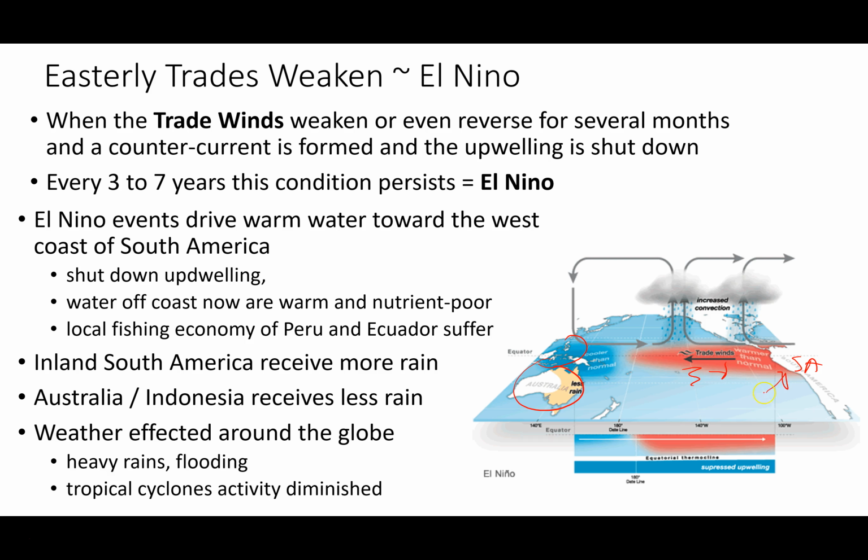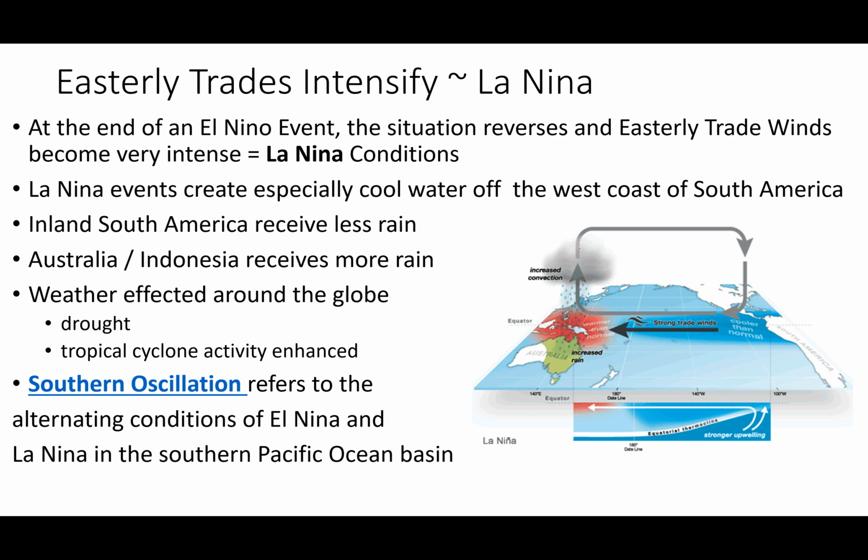And so we talked about upwelling off of South America, which brings cool, nutrient-rich water from below. That coolness is shut down, and so it actually gets warm, and we have precipitation here. So that's an El Nino, and it alternates with La Nina. It's a lot of moisture over here and dry over here. La Nina is the opposite.